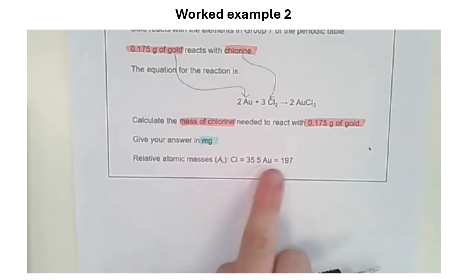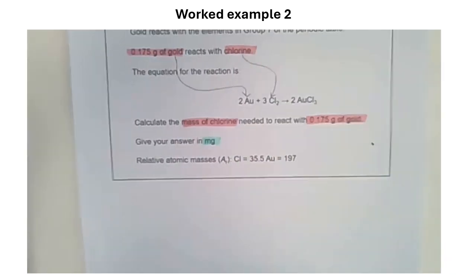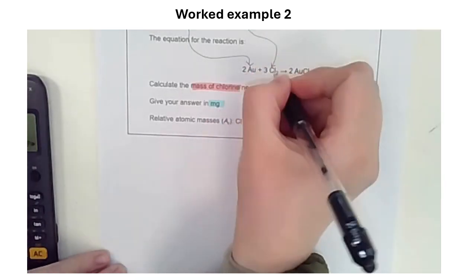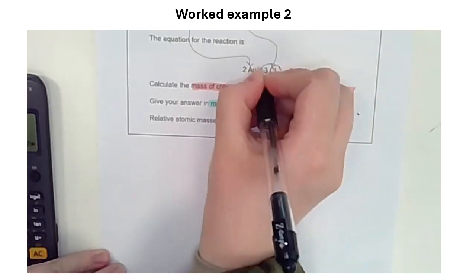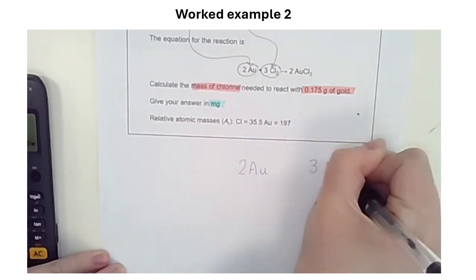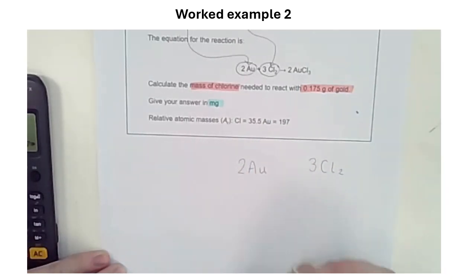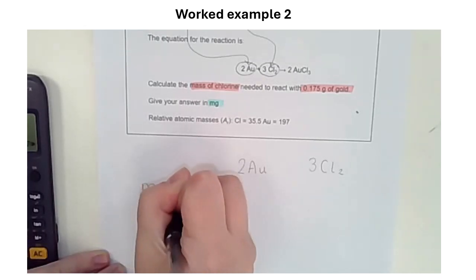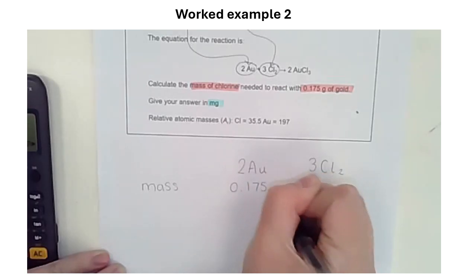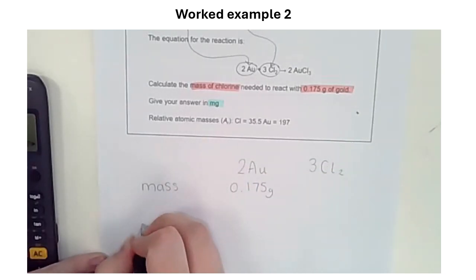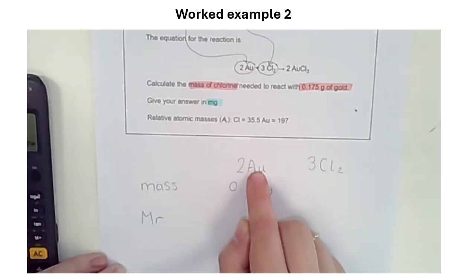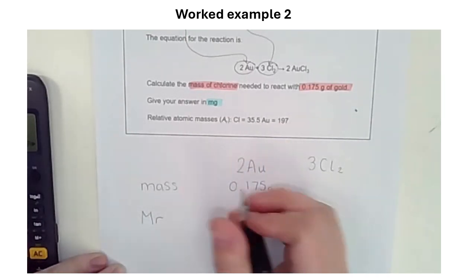And in this case, it's also given me my relative atomic masses. So I'm going to start my table the same way. I know that I'm looking at chlorine and I'm looking at gold. So these are going to be the headers of my column. I'm going to start with the mass, which I've been given for my gold, which is 0.175 grams. My relative formula mass for gold has been given to me here. It's only 1 atom, so my relative atomic mass is just 197.